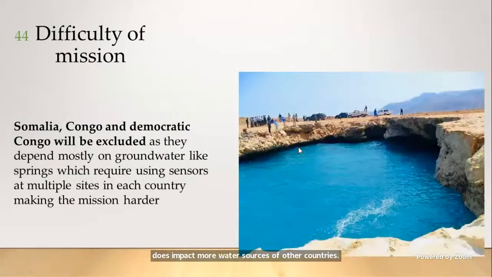So firstly, talking about the difficulty of the mission, as we said before, Somalia, Congo, and Democratic Congo all depend mainly on groundwater, which requires having multiple sites at random locations in these countries, which means we will be using more sensors and more labor to implement the mission. So this does make the mission more costly and harder. So the 3 countries will be excluded from our mission.